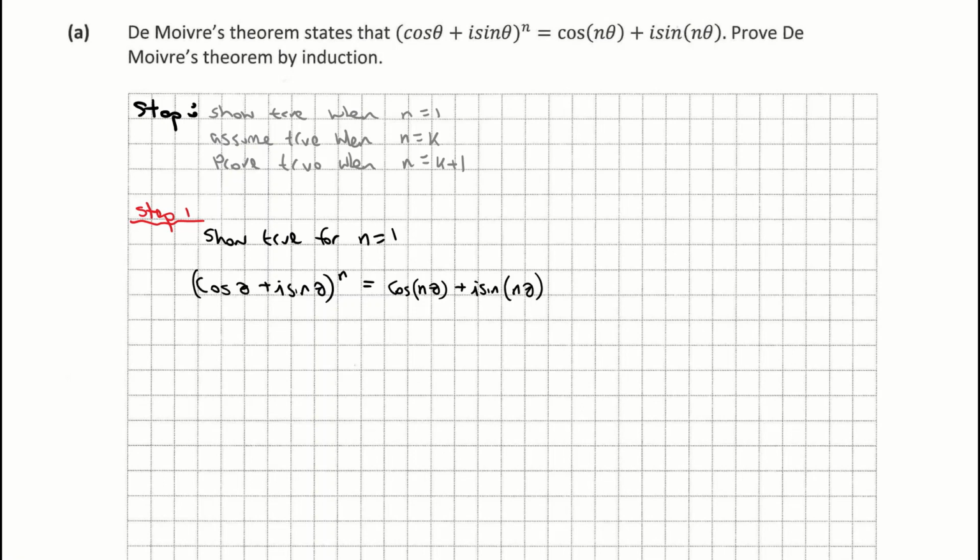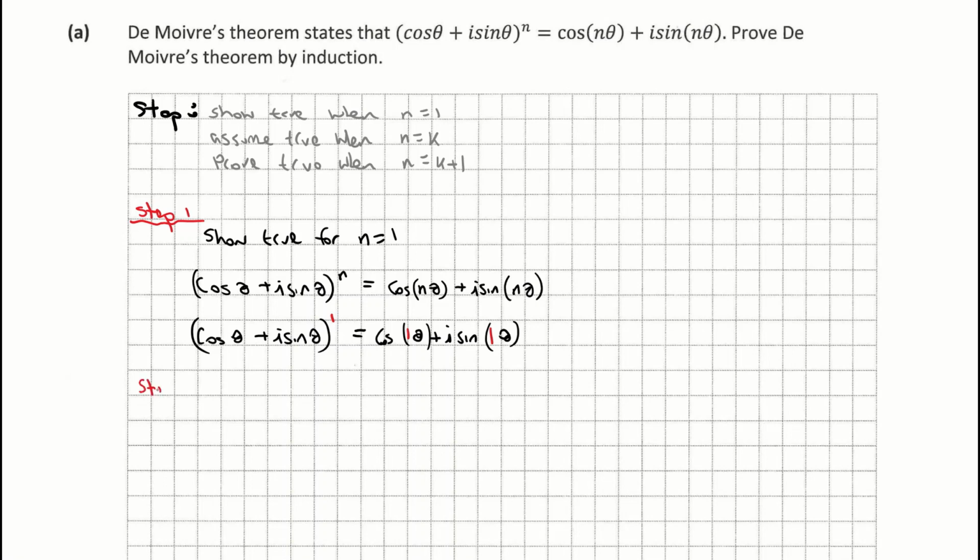All you're basically doing for step 1 is subbing in 1 for n. So on the left hand side, cos theta plus i sine theta to the power of 1 is equal to cos 1 theta plus i sine 1 theta. So that's basically fairly straightforward. We're just subbing in 1 for n. Now we are going to assume it's true for n is equal to k. So we're coming down, k is some random number.